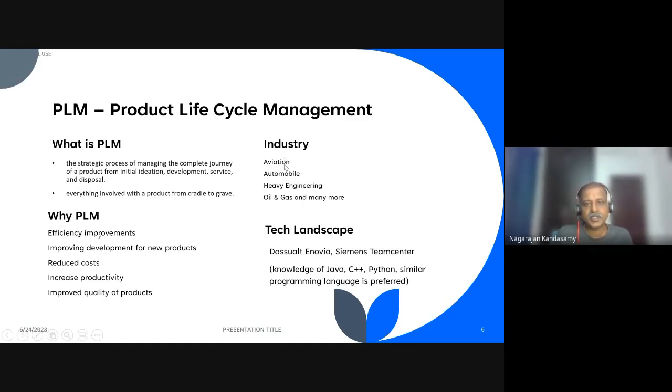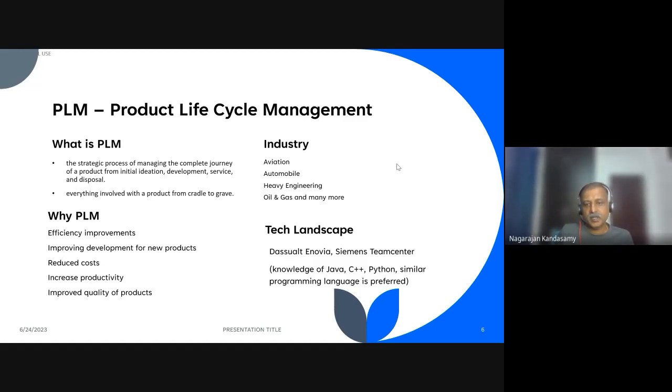In terms of industry usage, which industries are primarily using PLM? Aviation definitely, automobile yes, heavy engineering, oil and gas. There are several industries using it, but these are the few which I could think of immediately.